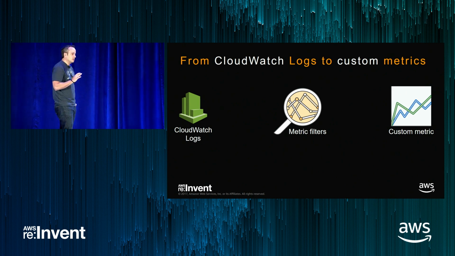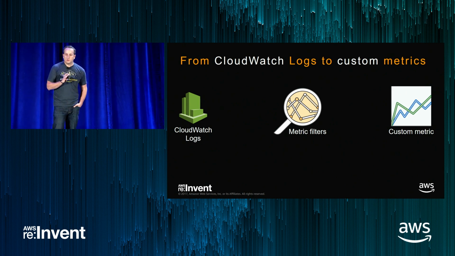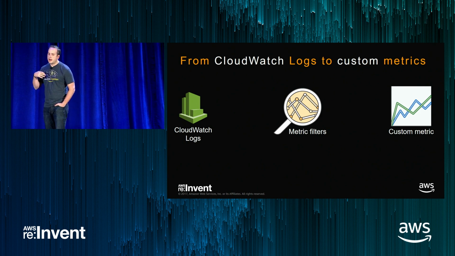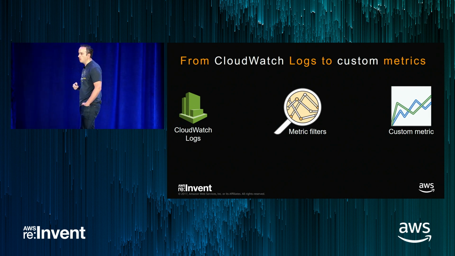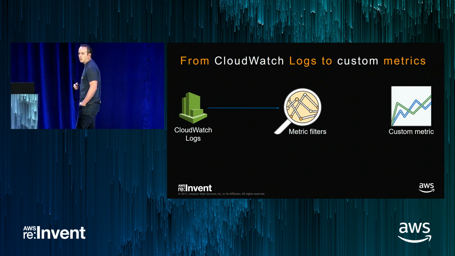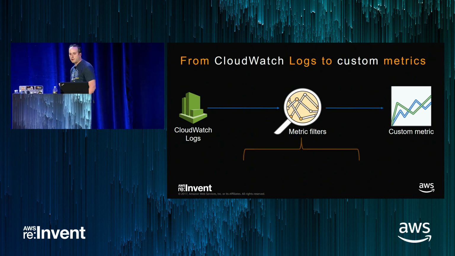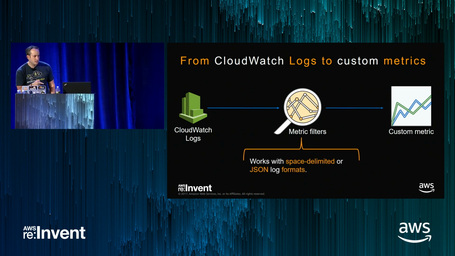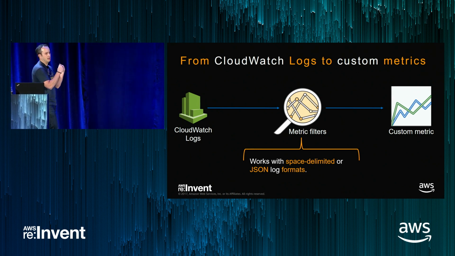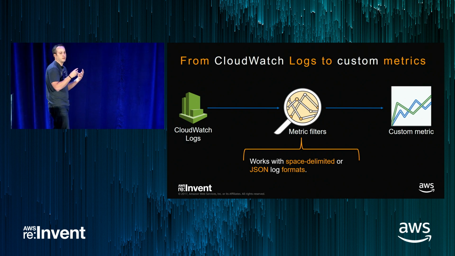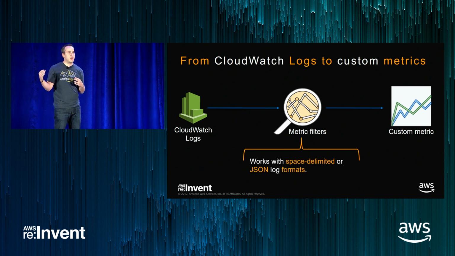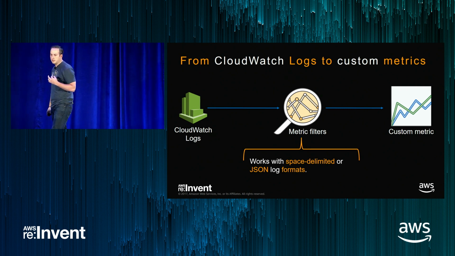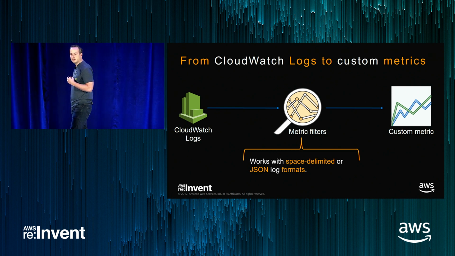So you install CloudWatch Logs, you make the logs available on CloudWatch on your AWS account. Then how do you create metrics once the logs are available? You use a feature called metric filter. Once the logs are available, you can select, okay, for this log group or for this log stream, I want to create those metric filters. So whenever I have a log line that matches a specific pattern, I want to generate this metric with this name and this value, right? It works for space delimited logs and JSON log files.